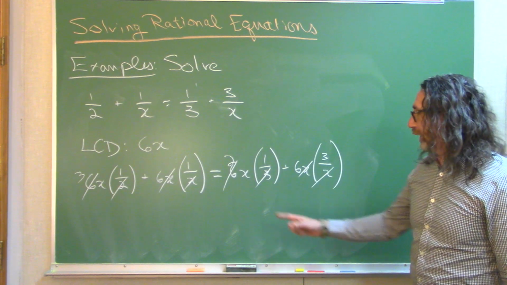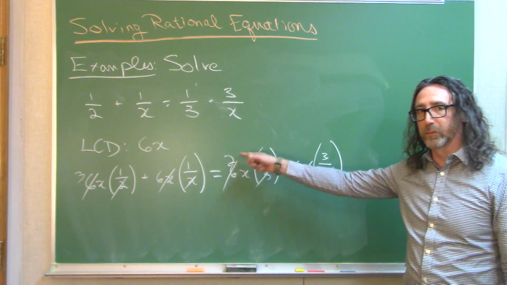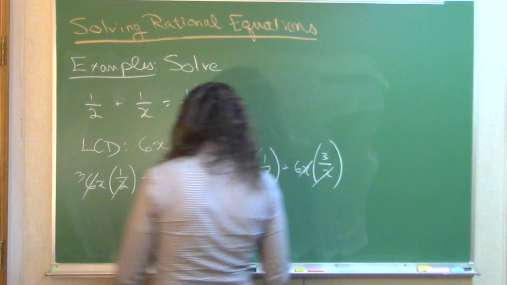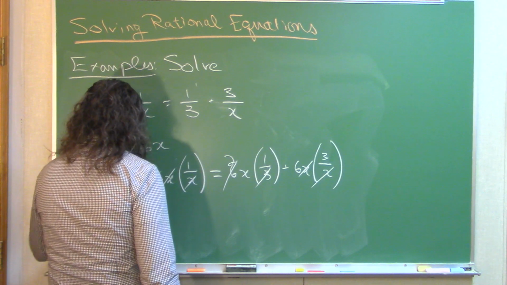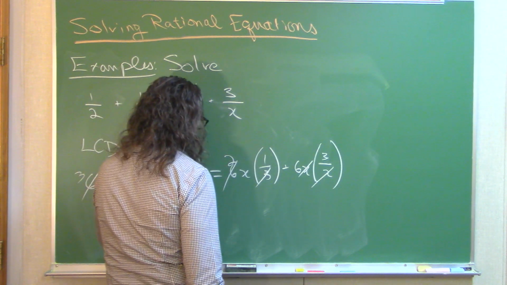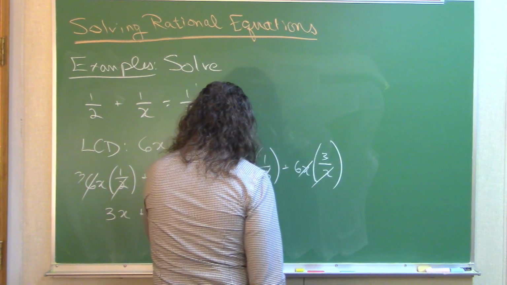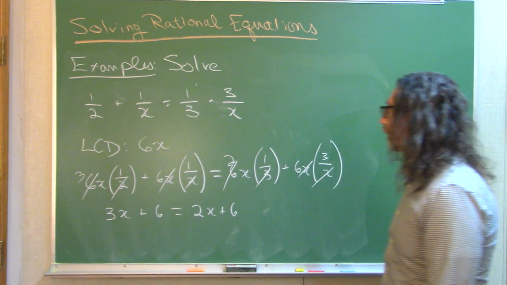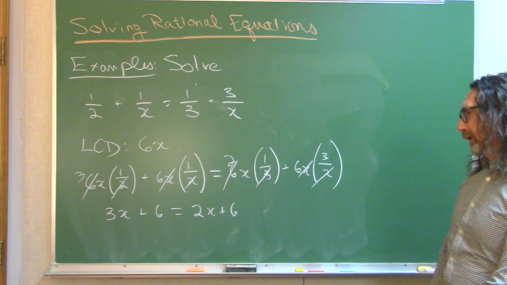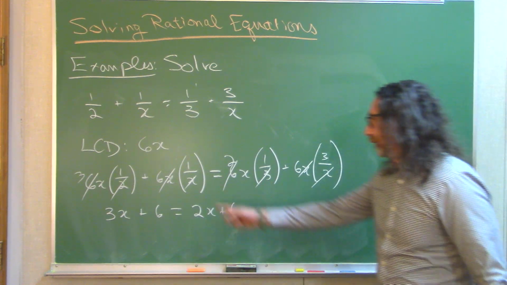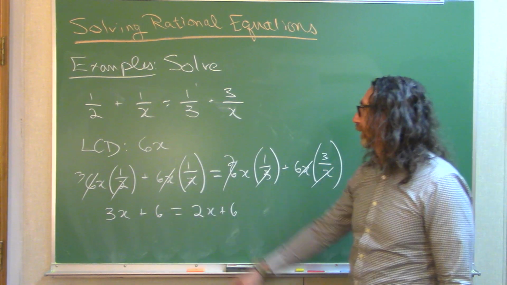Okay, so here the x's cancel. Here a factor of 3 cancels, leaving me with a factor of 2. Let's look at what this becomes. This becomes a 3x plus 6 equals 2x plus 6. Is this right? Let me see. So my x is canceled, so I'm left with a 6 there.